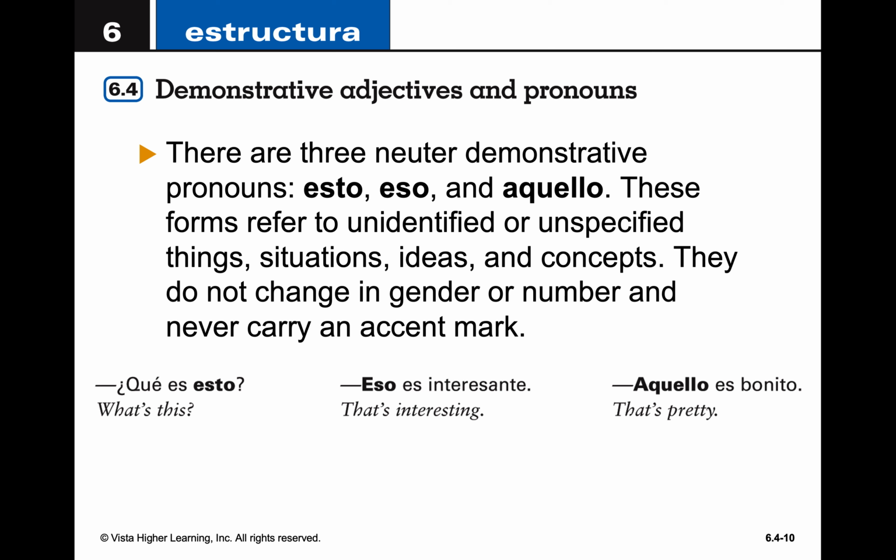So something where I'm saying that's pretty. Pretty is kind of an abstract concept. I'm not explaining what is pretty. I don't have context for that. So I can use the neutral demonstrative pronoun.